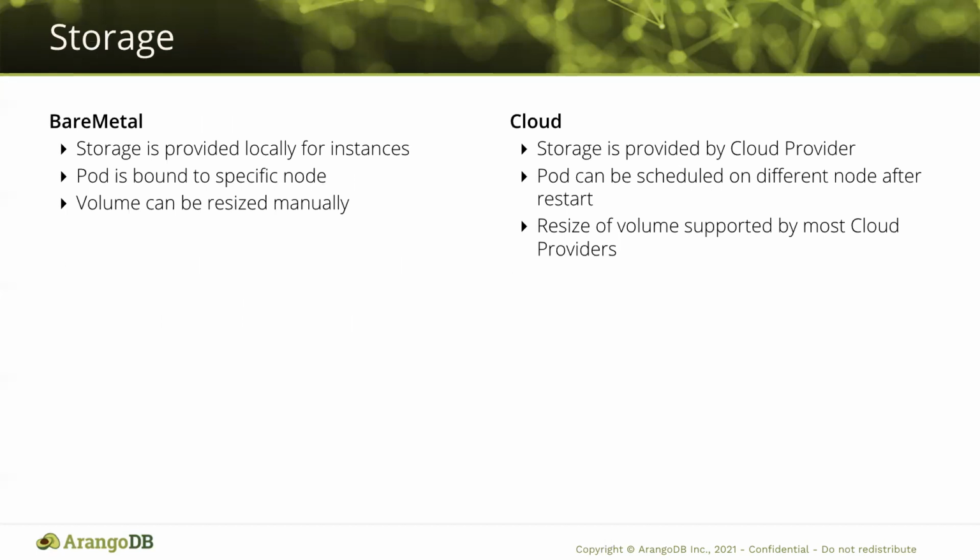Storage. Kube-Arango can work with two kinds of storage. One is local storage, or bare metal, and this is typically co-located on the same physical or virtual machine, but that makes a pod or that container bound to a specific node. So if that node goes down, we can't easily restart it somewhere else, and also volumes need to be resized manually.